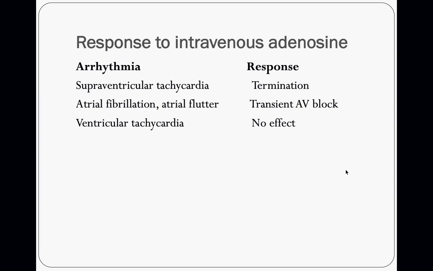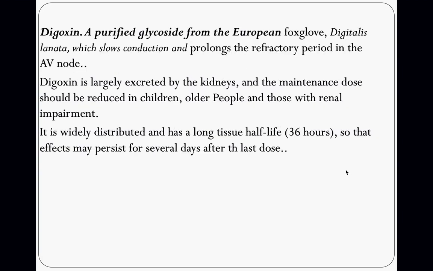When it is given to atrial fibrillation or atrial flutter, it will only slow the rate and produce transient AV block. While when it is given to ventricular tachycardia, it produces no effect in this patient. So adenosine can be used for diagnostic purposes to elucidate the origin of tachycardia. Next slide.